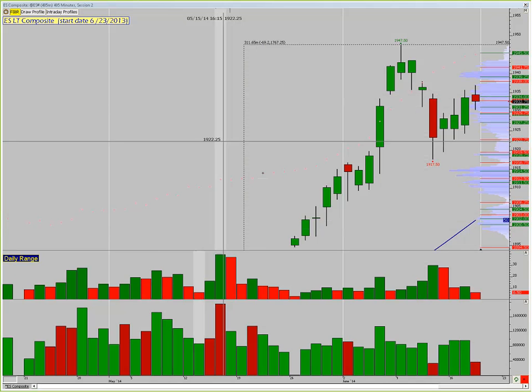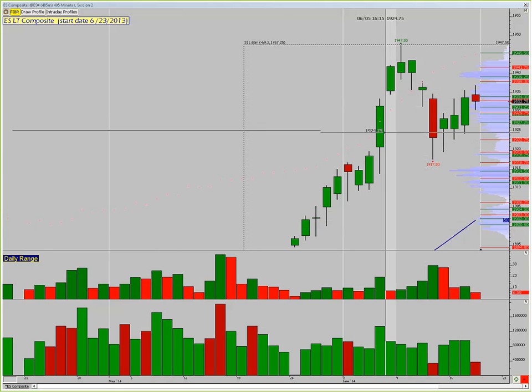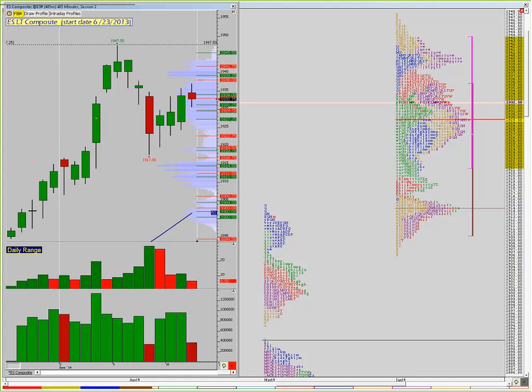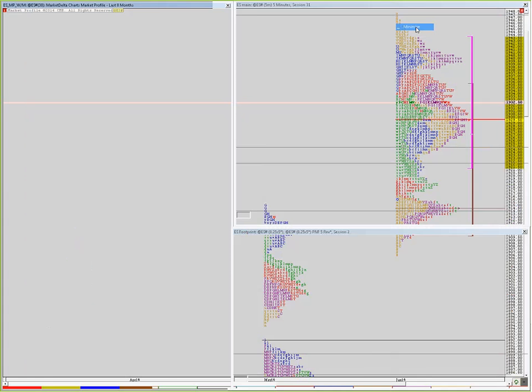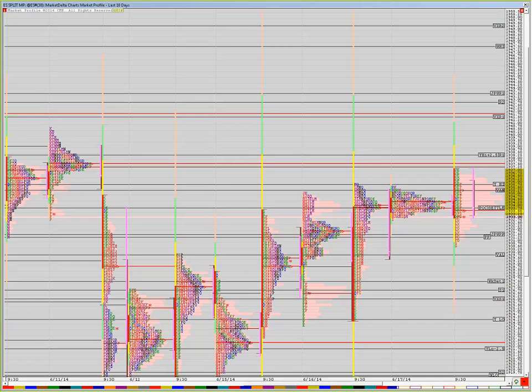So here's the question one needs to ask before we move into the dailies: do we want to drill down and do any more detailed hypos? And the answer to that question, I'm going to move to the daily analysis of the profile.